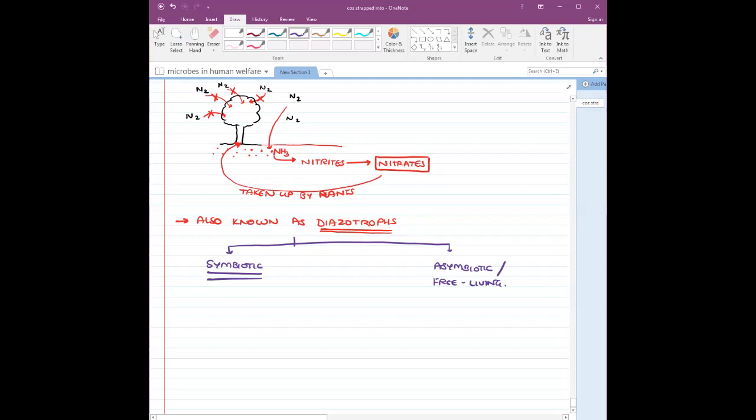Now, who are we talking about, guys? The first and the most common one, you are going to see them on the roots of your leguminous plants. So let's say this is your plant, something like this, and this is going to have your fibrous roots. Now remember, these are your fibrous roots. Legumes are going to show you fibrous roots.